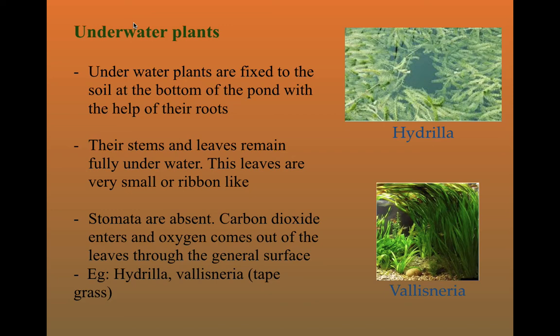In underwater plants, the plant will be almost inside the water. The leaves will be very small and ribbon-like. Stomata will be absent. Then how will photosynthesis happen? You need carbon dioxide for photosynthesis, right? Hope you remember that question. But in this plant also photosynthesis will happen. How will it happen? Carbon dioxide enters and oxygen comes out of the leaves through the general surface. That means the normal side, not the stomata side, because stomata is absent.